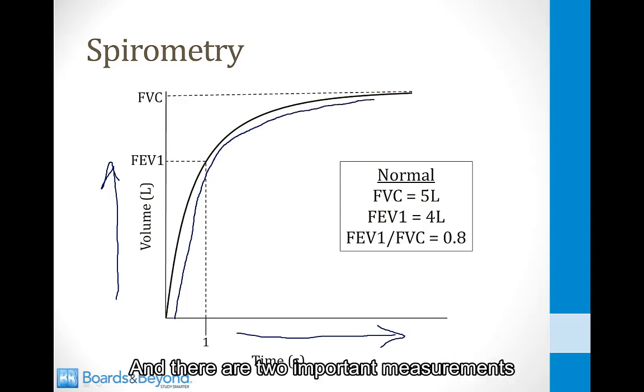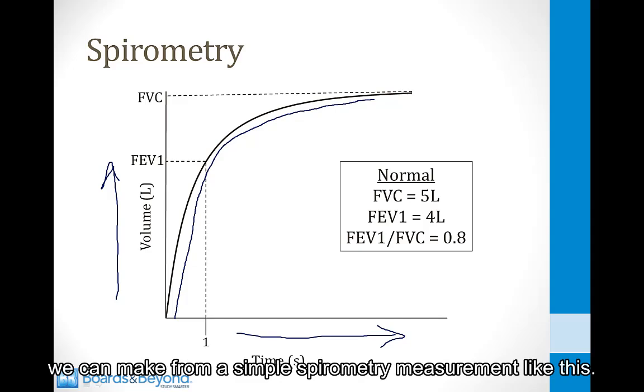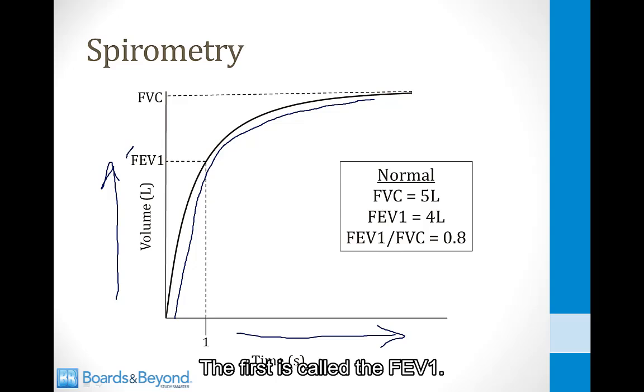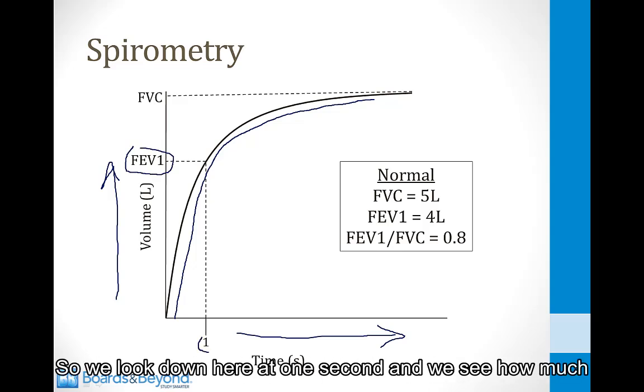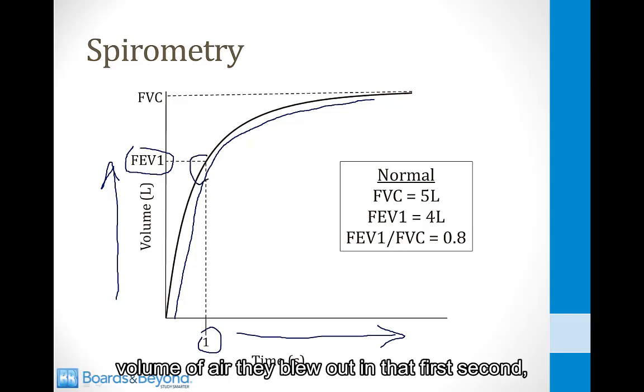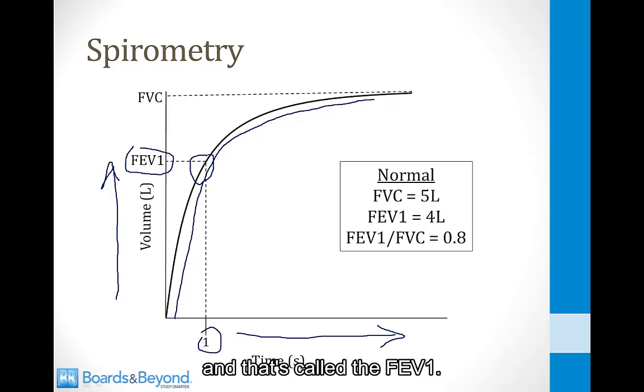There are two important measurements we can make from a simple spirometry measurement like this. The first is called the FEV1. That's the forced expiratory volume in 1 second. So we look down here at 1 second, and we see how much volume of air they blew out in that first second, and that's called the FEV1.